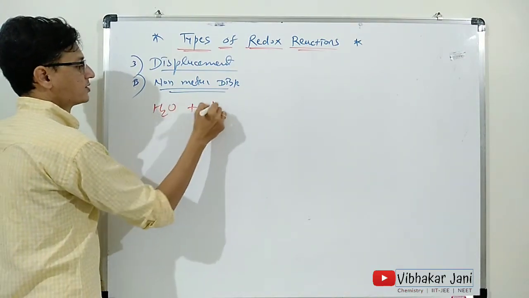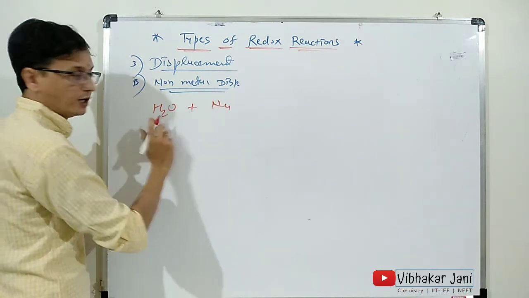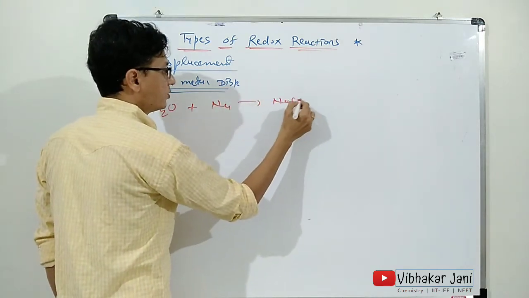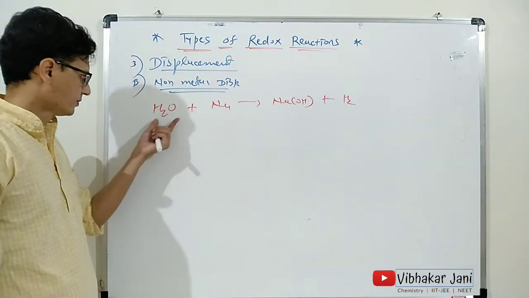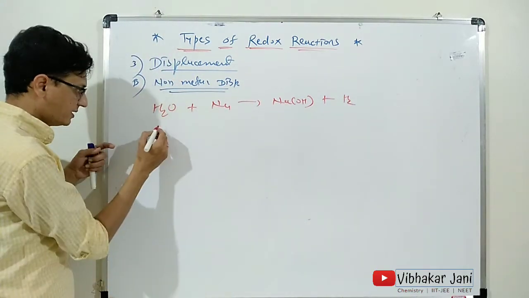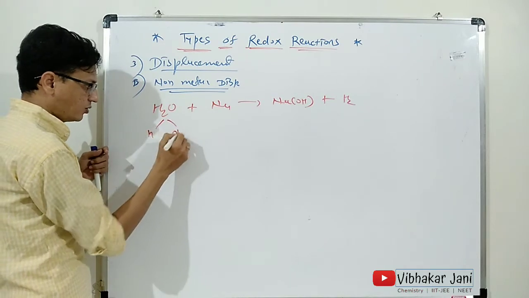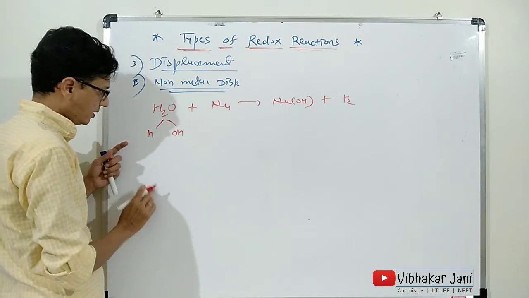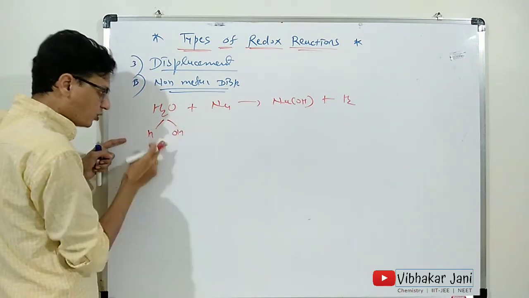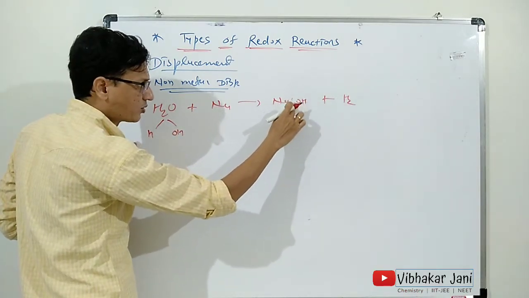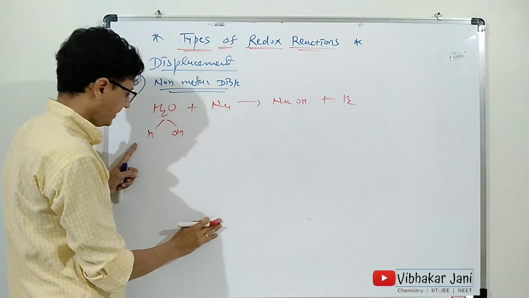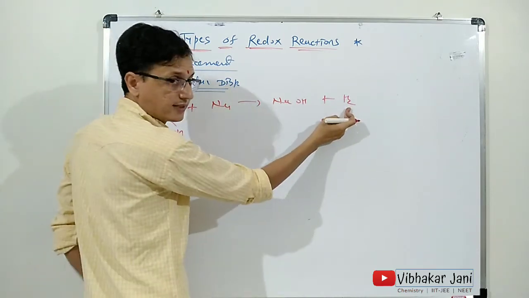Let us take water plus metal, sodium. It will give us NaOH plus H2. Water contains two portions, H and OH. Now this H is displaced by sodium, so it will give us NaOH. There is no need to write a bracket over here. NaOH. And this hydrogen is H.